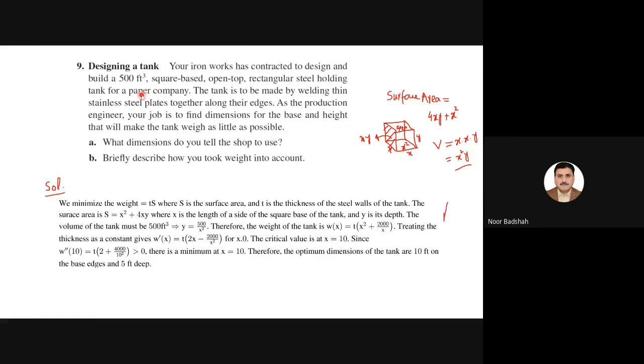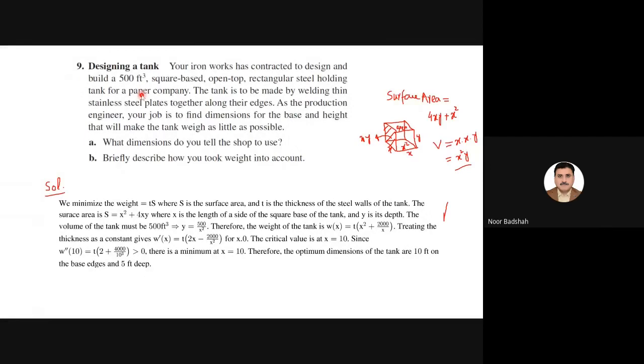The tank is to be made by welding thin stainless steel plates together along their edges. As the production engineer, your job is to find dimensions for the base and height that will make the tank weigh as little as possible. So what dimensions do you tell the shop to use, and briefly describe how you took weight into account.